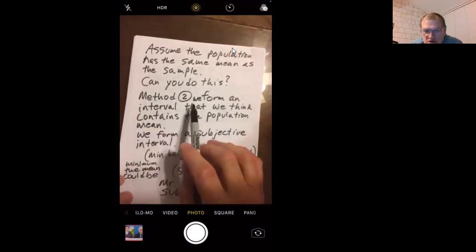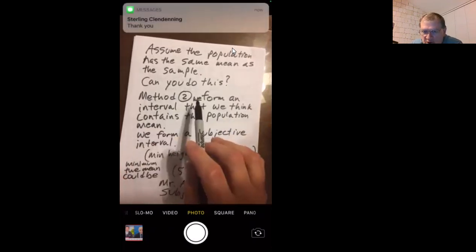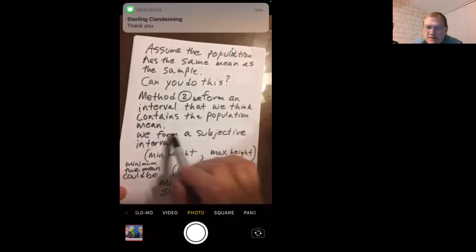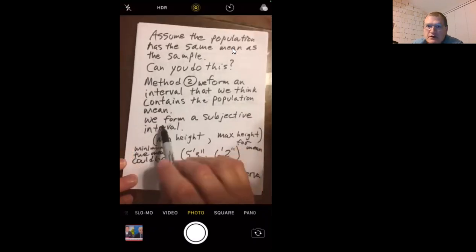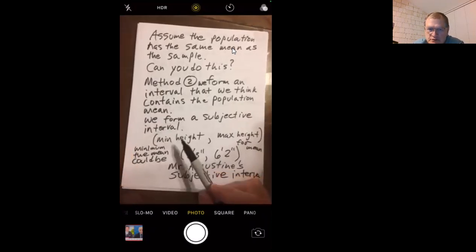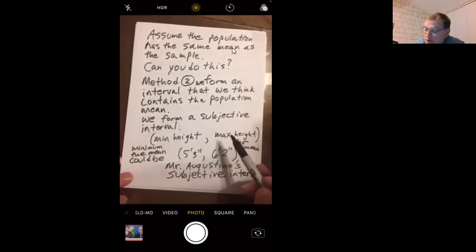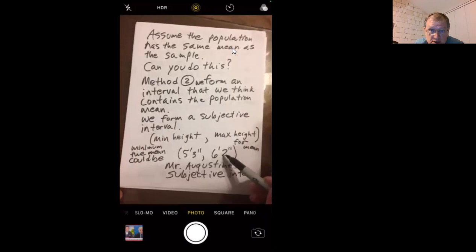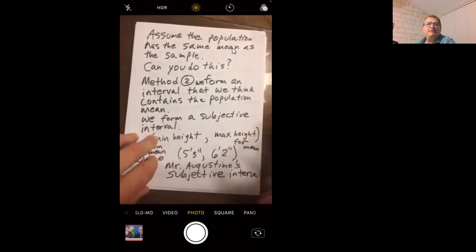Okay, so in method 2, to try to make this more accurate, we form an interval that we think contains the population mean. We can do this subjectively. What you do is you take a minimum height and a maximum height that you think the mean could be. And you could do this from people you know around the school. And Mr. Augustine thought that the mean could be as low as 5'3" and as high as 6'2". But I ask someone else, and maybe they know different people and they think it's different.